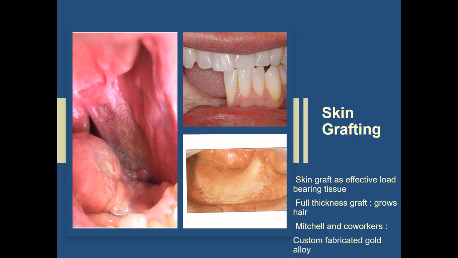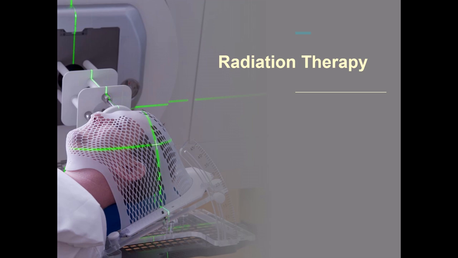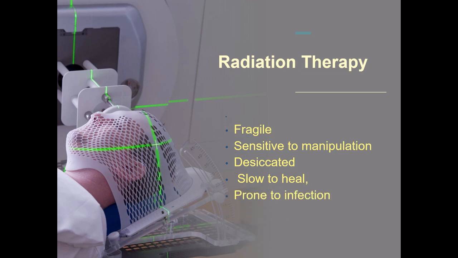Next, diagnostic determinant, radiation therapy. So, the prosthetic rehabilitation of a patient who has undergone mandibulectomy is frequently complicated by history of therapeutic radiation, that is part of the treatment given for malignancy. So, the tissues that have been radiated are fragile, sensitive to manipulation, desiccated, slow to heal, prone to infection, and there is risk of osteoradionecrosis. So, the use of adjunctive radiotherapy may compromise the success rate of prosthetic rehabilitation, and hyperbaric oxygen therapy is a method that can repair the tissue damage after radiotherapy.